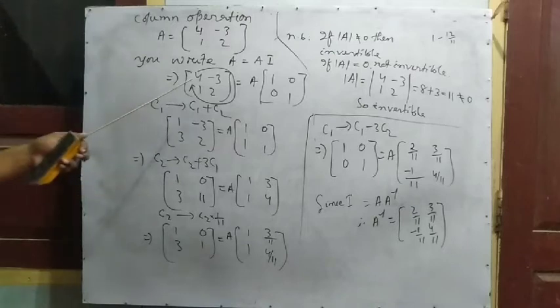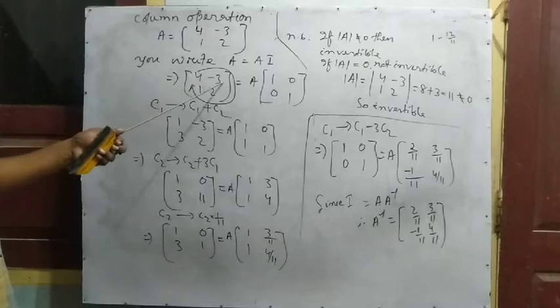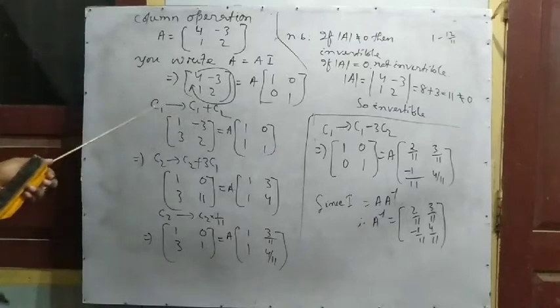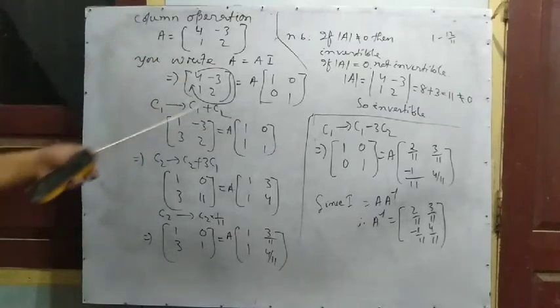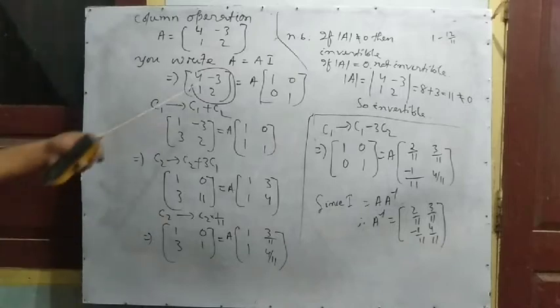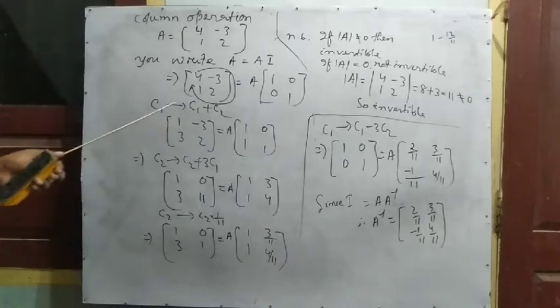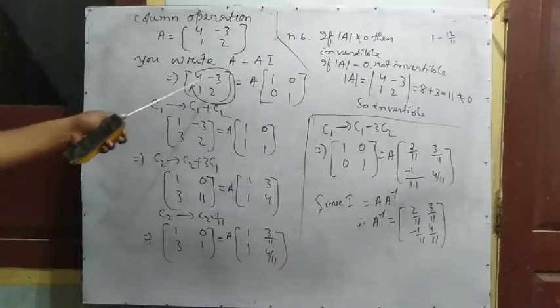So first you start here and make it 1, then 0, then 1, then 0. In this way the rotation of solving is anti-clockwise direction. But in case of row operation, it is the clockwise direction, and for column operation, the anti-clockwise direction. Start now. Here it is 4 and here it is minus 3.